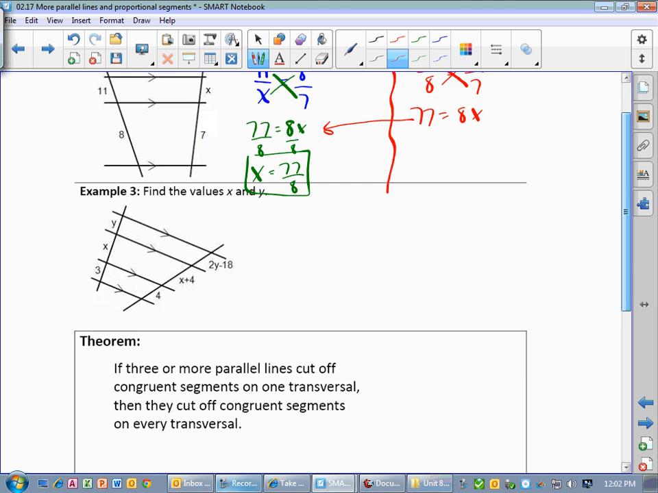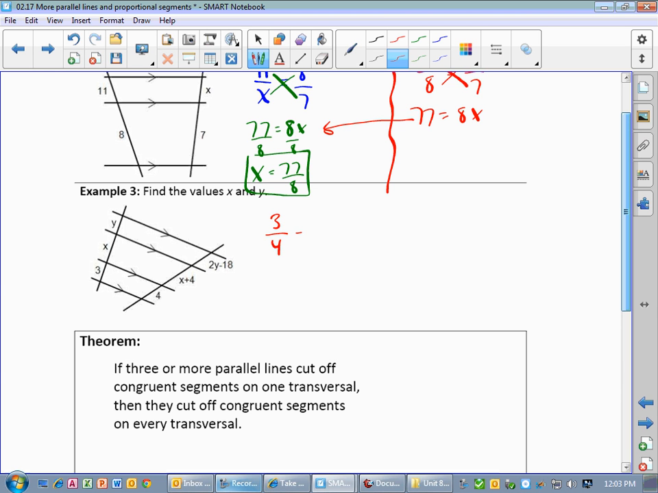Example 3 says, find the value of x and y. Now notice we've got 4 parallel lines and 2 transversals. But the same is going to apply. These segments here are going to be proportional. Now we have one pair with x's and another pair with y's. We don't want to mix the x's and y's because that won't be all that helpful. We want to solve an equation, so we need an equation with only x's and an equation with only y's. Okay?